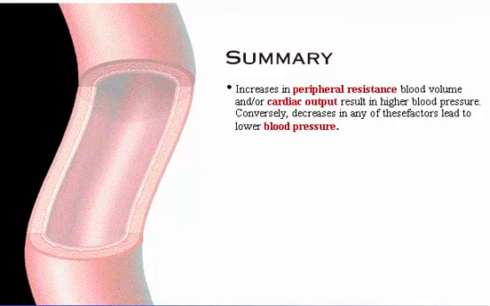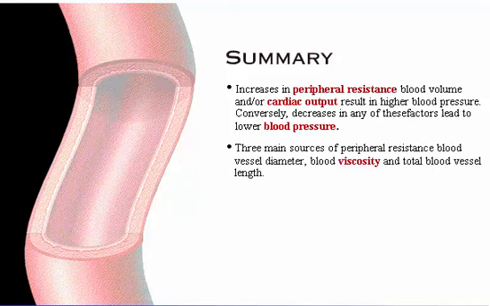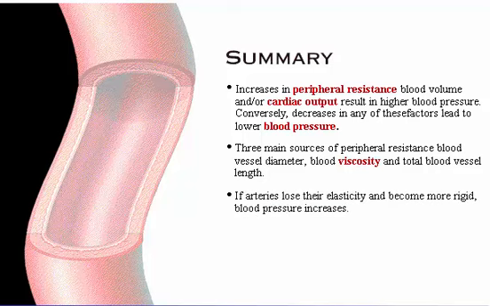Here's a summary of what we've covered. Increases in peripheral resistance, blood volume, and/or cardiac output result in higher blood pressure. Conversely, decreases in any of these factors lead to lower blood pressure. There are three main sources of peripheral resistance: blood vessel diameter, blood viscosity, and total blood vessel length. If arteries lose their elasticity, blood pressure increases. To test your knowledge, click the quiz button to go to the self-quiz.